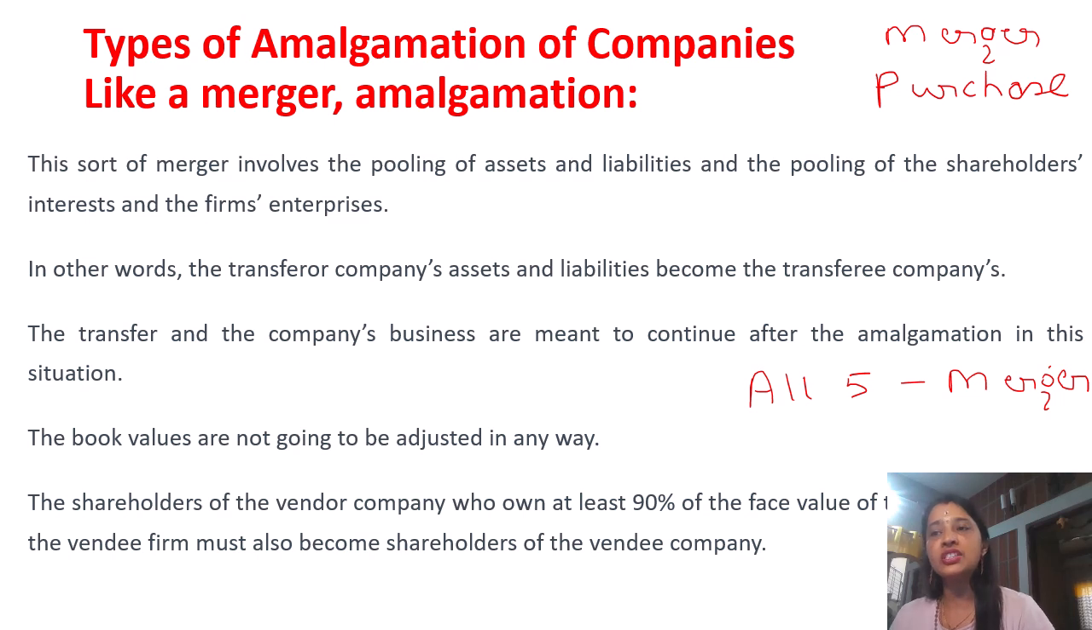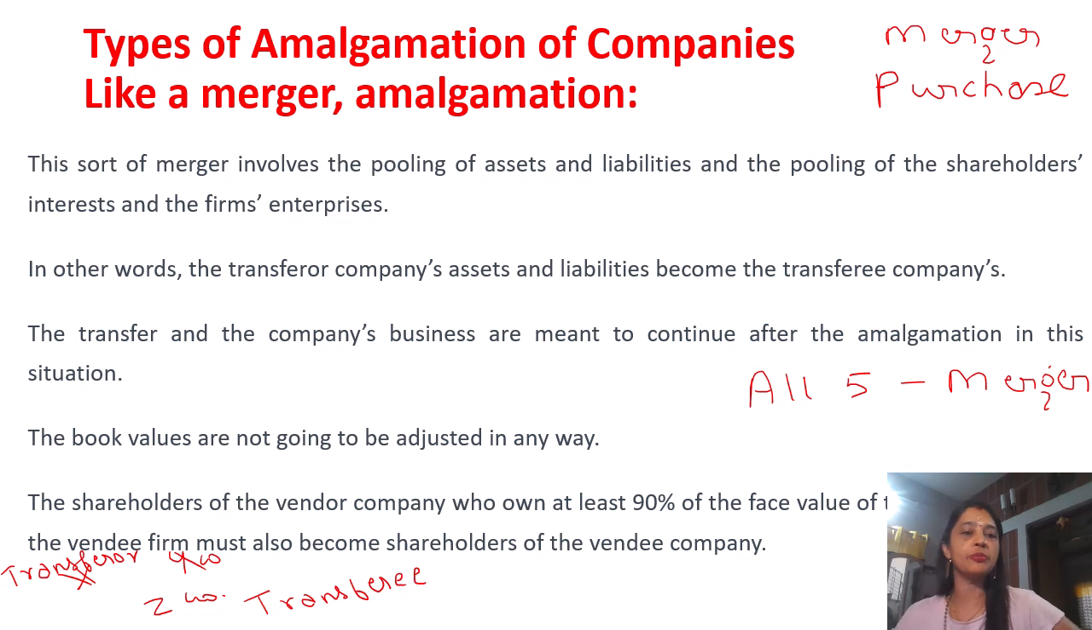The first important condition is that all the assets and liabilities of the transferor company after amalgamation become the assets and liabilities of the transferee company. Now you should know what a transferor company and a transferee company are. If we are talking about amalgamation, say X company is closing, Y company is closing, and they become a new company called Z company. Now X company and Y company are both called transferor companies because they are transferring their assets and liabilities to the new company. Z company is called the transferee company.